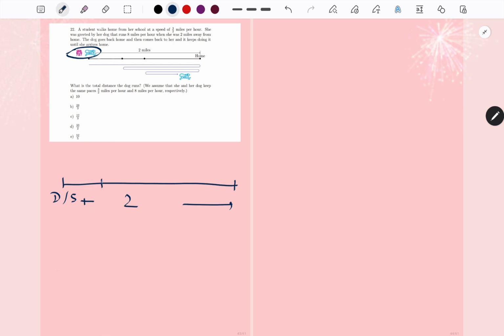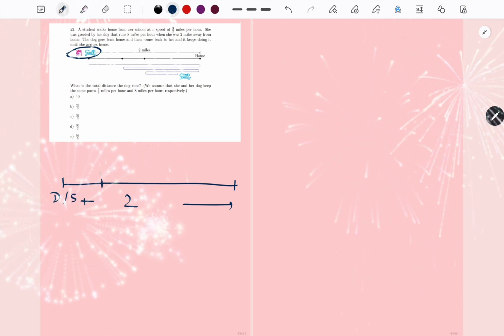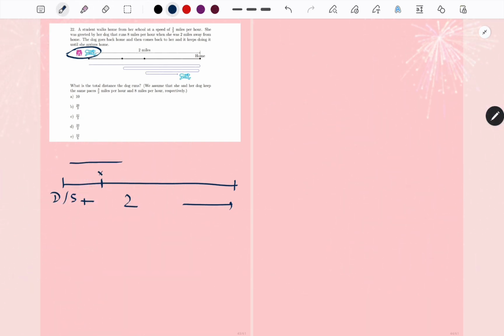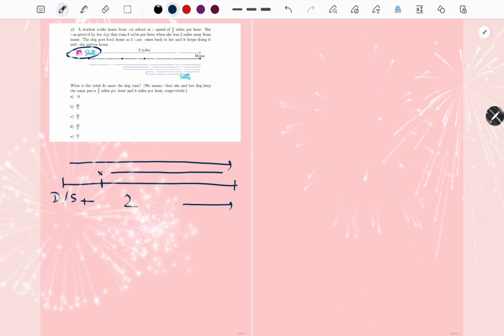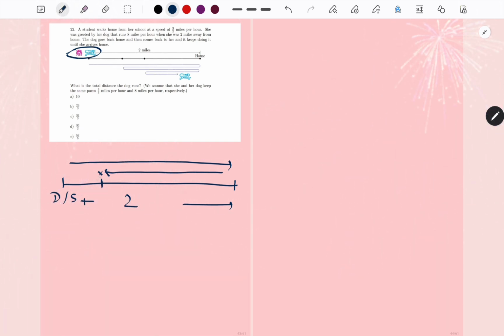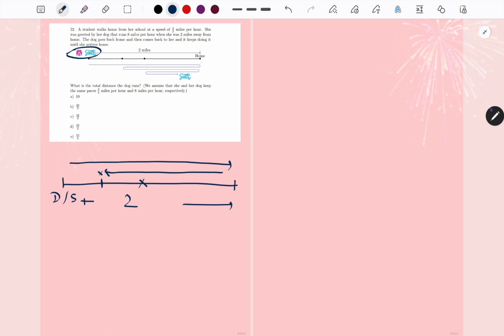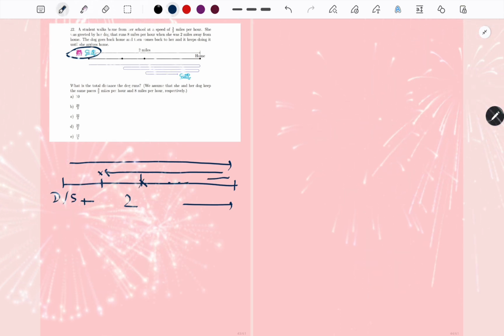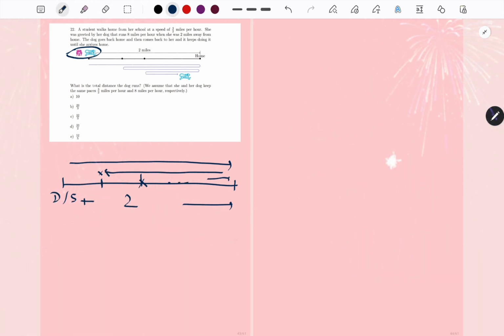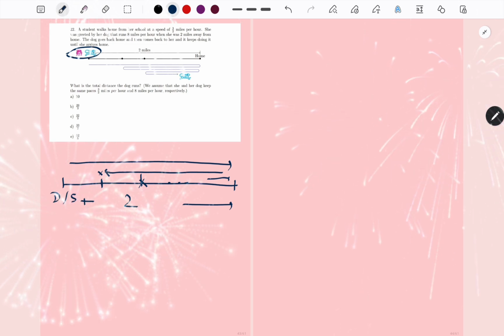Since the student walks with less speed, maybe the next time the student reaches here, the dog would have come back from there and again to here to greet her for the second time. Again, maybe here for the third time, and this goes on until she reaches home. So there are two elegant ways to calculate the answer.